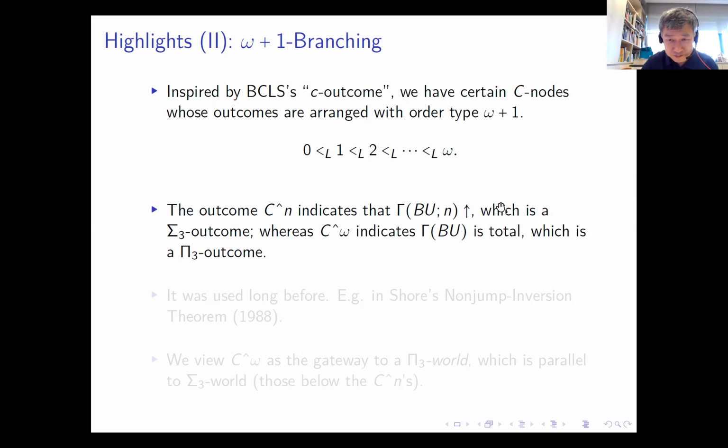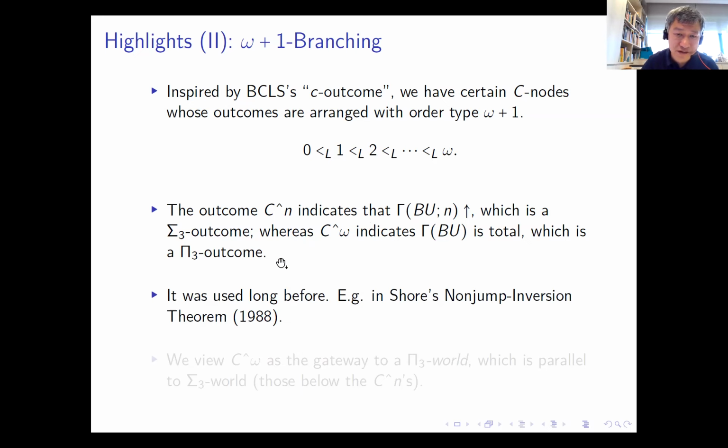So they are sigma 3 outcomes, and the omega plus 1 branching, C concatenated with omega, indicating that the functional we are looking at is total. So this is a pi3 outcome, and this is not new. It was used a long time ago. For example, in Richard Shore's non-jump inversion theorem in 1988, he used this omega plus 1 branching. I don't know whether this is the earliest example, so probably people in the audience can tell me.